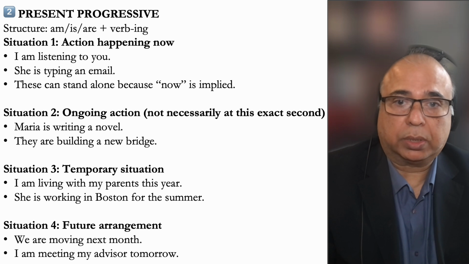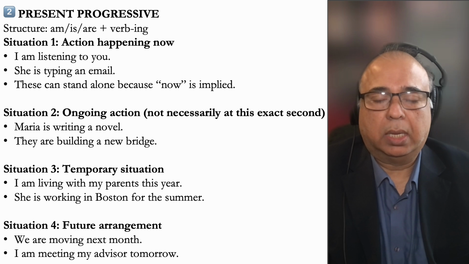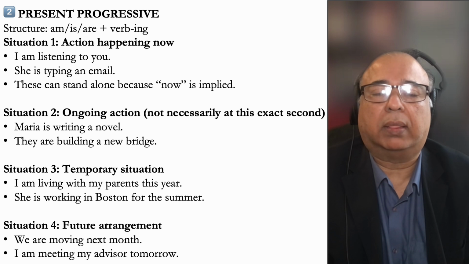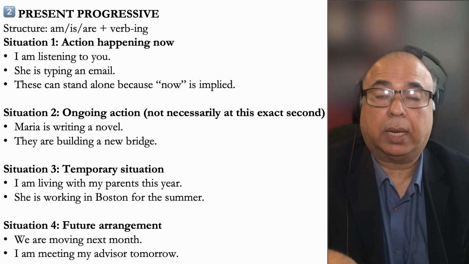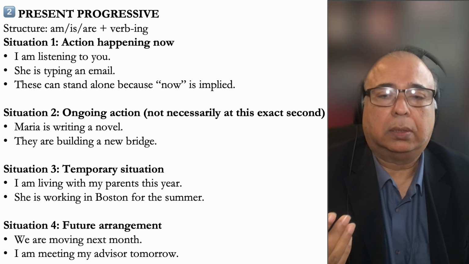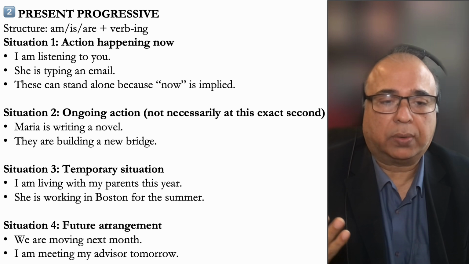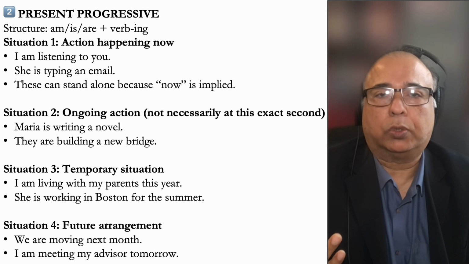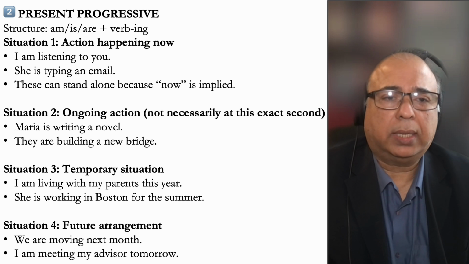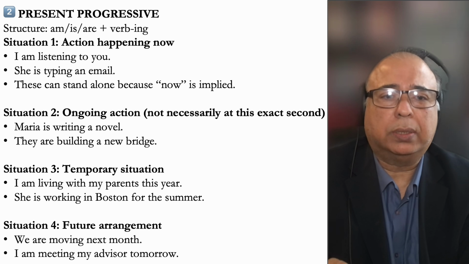And a fourth situation in which present progressive is used is for a future arrangement, that we're moving next month. We're not moving right now, but people could use this tense to express a future arrangement. I'm meeting my advisor tomorrow. I'm leaving for Italy next month, right? Present progressive. So far, so good? Very good.